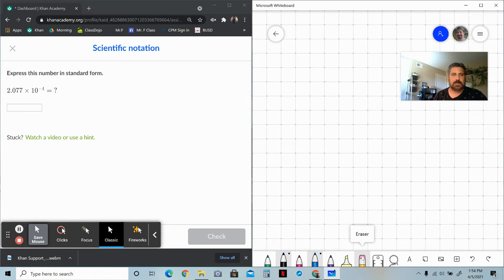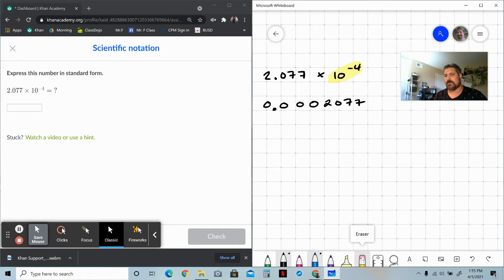Okay, this next one says 2.077 times 10 to the negative 4. Now there's a really easy shortcut for when you have a power of 10 to the negative 4 in scientific notation. All you gotta do is put 4 zeros, 1, 2, 3, 4, with the decimal after the first, and then the number.